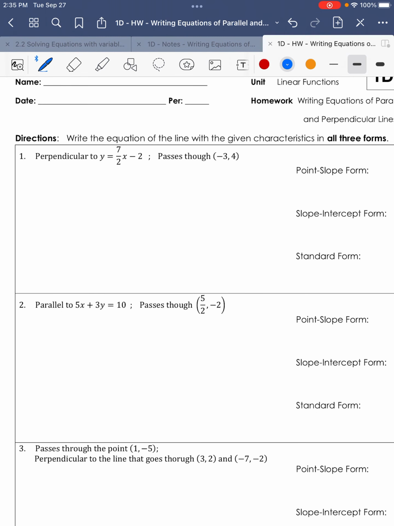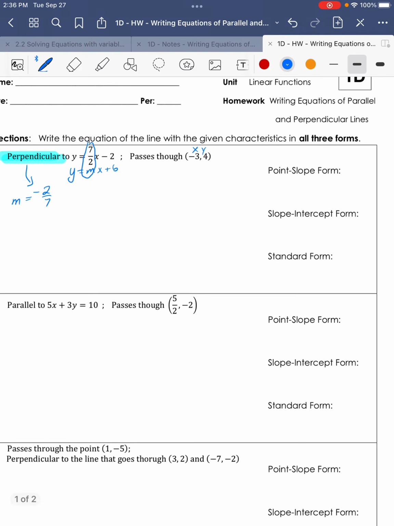So we're going to write an equation that is perpendicular. Perpendicular means we need to find the slope, and then we need to do the opposite sign and do the reciprocal. We already have it in y equals mx plus b form. So the m, that's the slope, is 7 over 2. So the perpendicular slope would be negative 2 over 7. Change the sign, flip the numerator and denominator, so that's the reciprocal. And we have to have it pass through negative 3, 4. So that's our x and y.